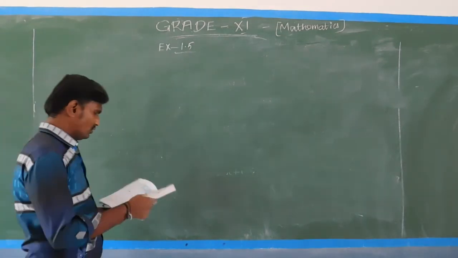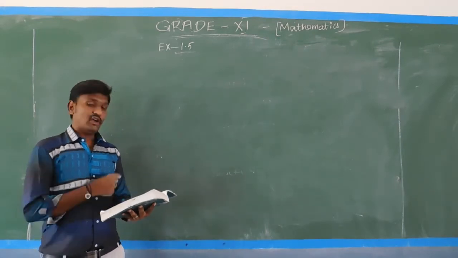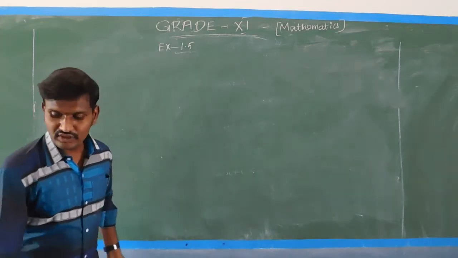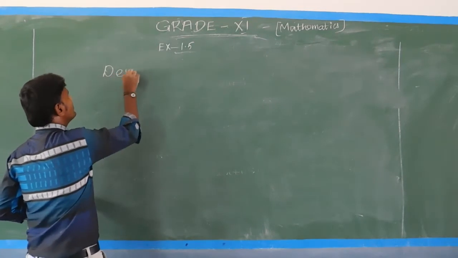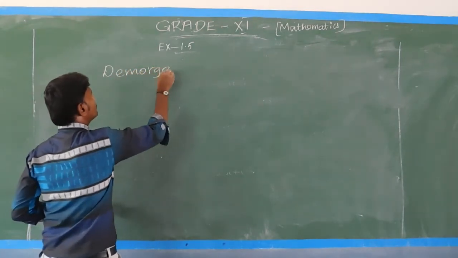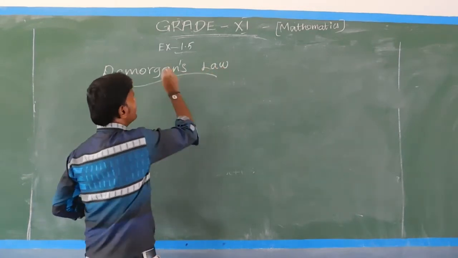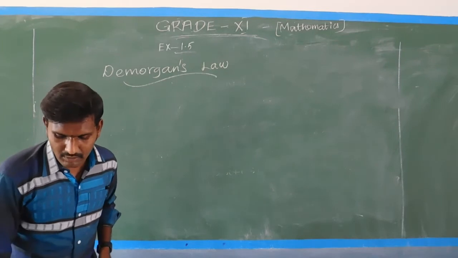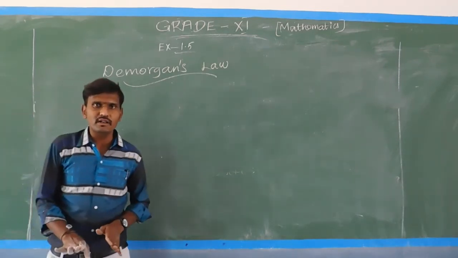Okay, students, next, now I am going to Venn diagrams. Before that, I want to explain something: that is De Morgan's law. What is De Morgan's law? Take your page number 20. De Morgan's law is very simple.